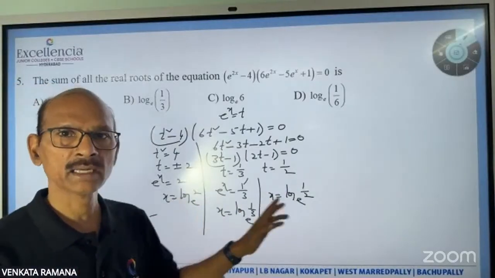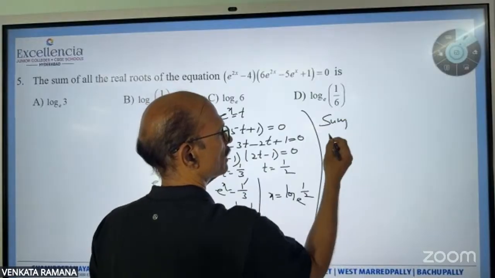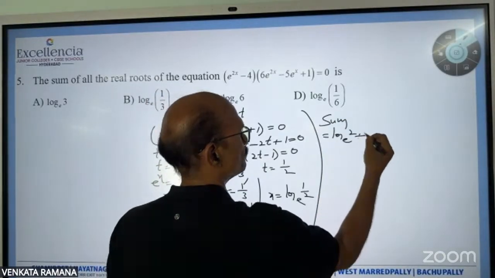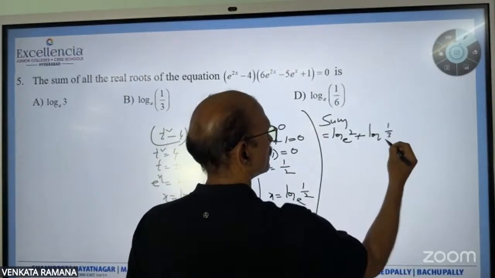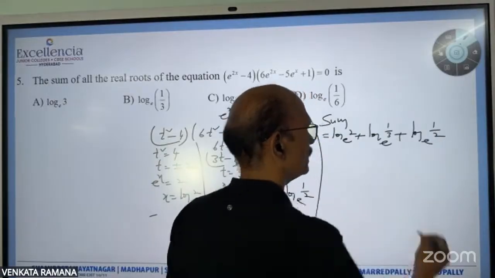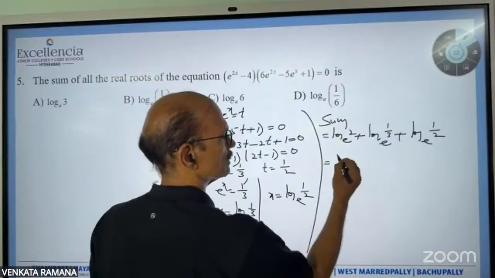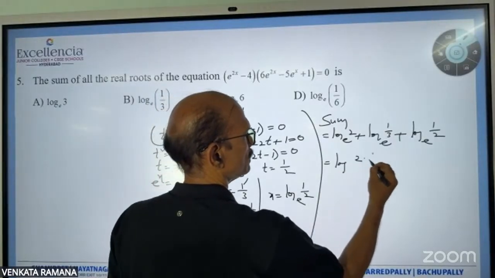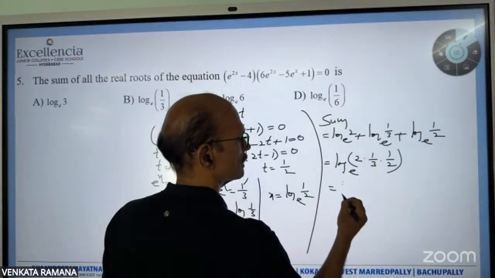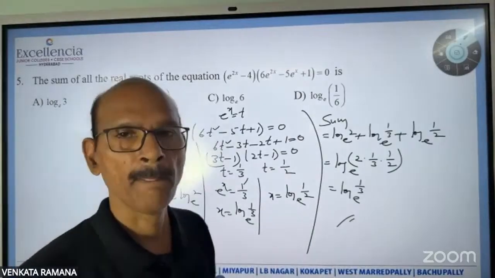He is asking to add all these values. So the sum of all the values is equal to log 2 base e, plus log 1 by 3 to the base e, plus log 1 by 2 to the base e. Just add all the real roots. Therefore, it is equal to log of 2 into 1 by 3 into 1 by 2 to the base e. So the answer is log 1 by 3 to the base e.